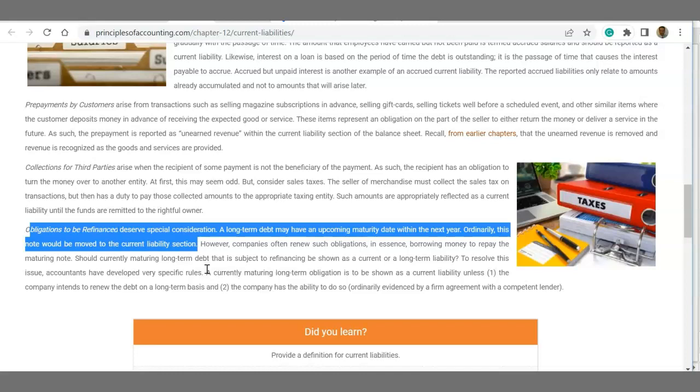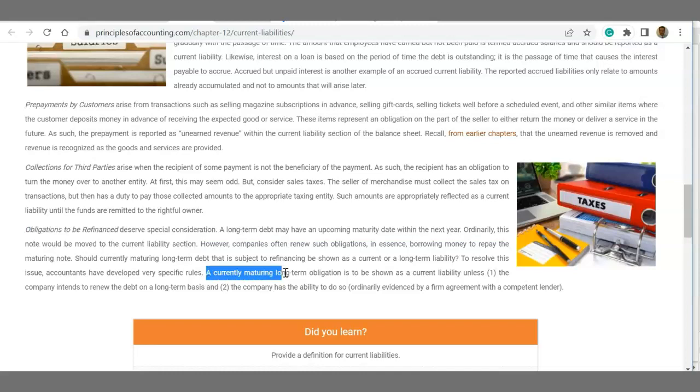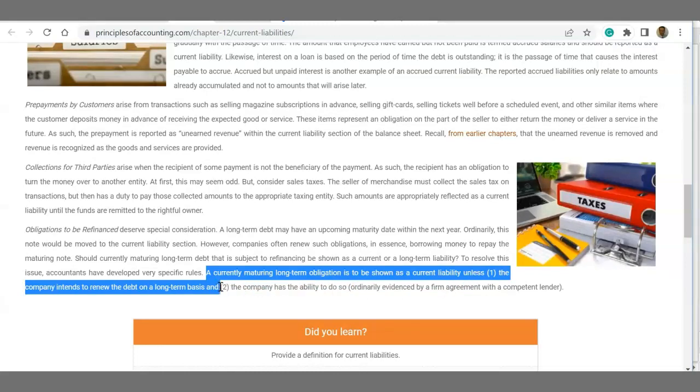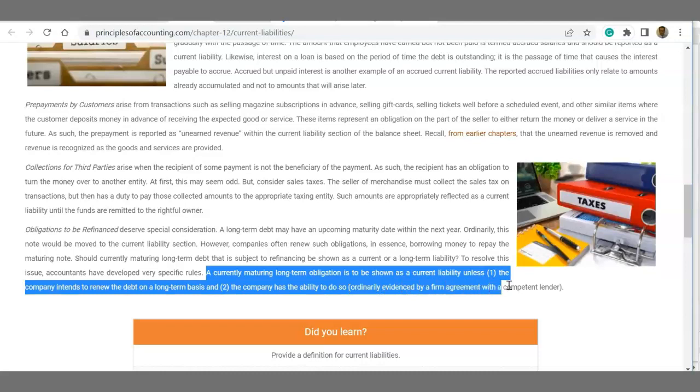All right, let's read this one. So a currently maturing long-term obligation is to be shown as current liability unless, number one, the company intends to renew the debt on a long-term basis. So they're going to refinance it again as a long-term. Two, the company has the ability to do so, ordinarily evidenced by a firm agreement with the competent lender.